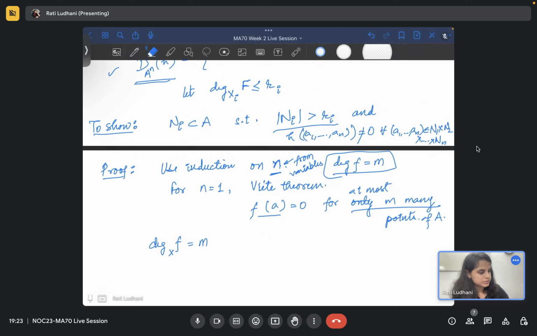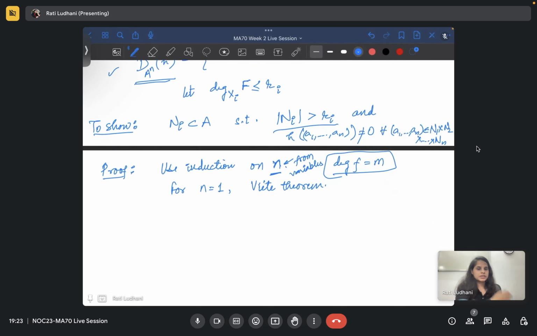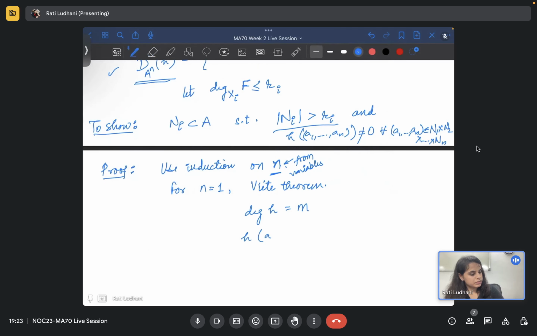Sorry, one second. Why am I writing f? I should not write f, because I have changed the question in terms of h. Degree of h is equal to m, and h of a is not equal to 0 for... so what I'm saying, A is an infinite set. It can be 0 only on m points.